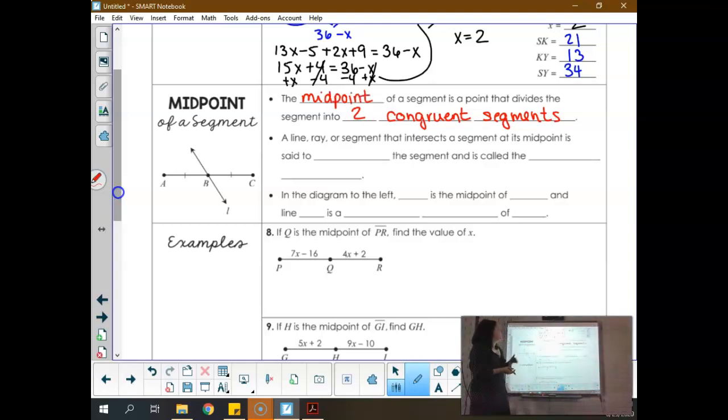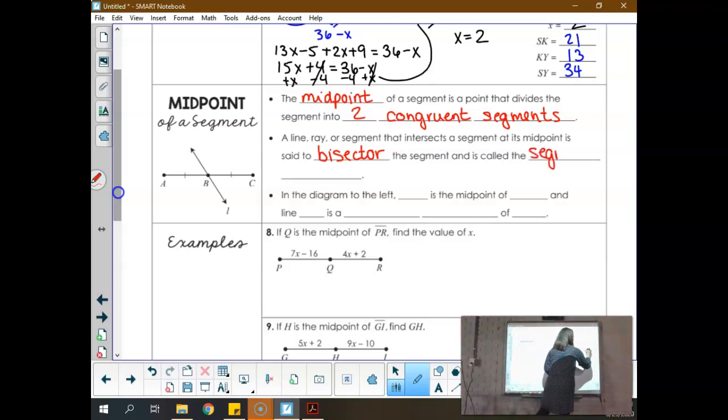All right, a line or a ray or a segment that intersects a segment at its midpoint is called a bisector. All right, now a bisector is something that causes the segment to be cut in half. You'll notice in geometry we use a lot of words that mean the same thing. All right, so this is a segment bisector.